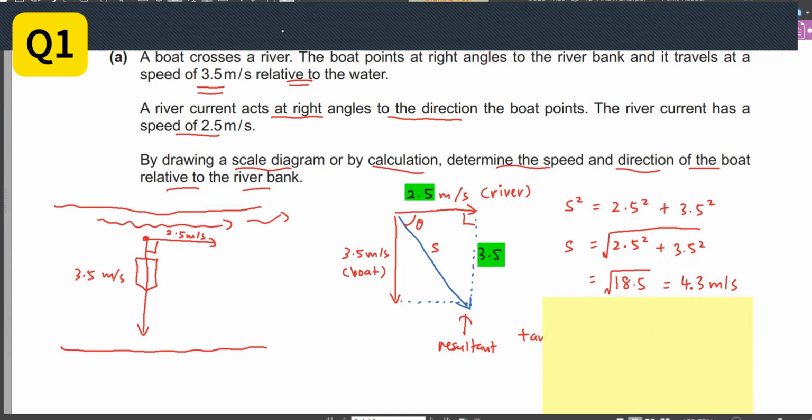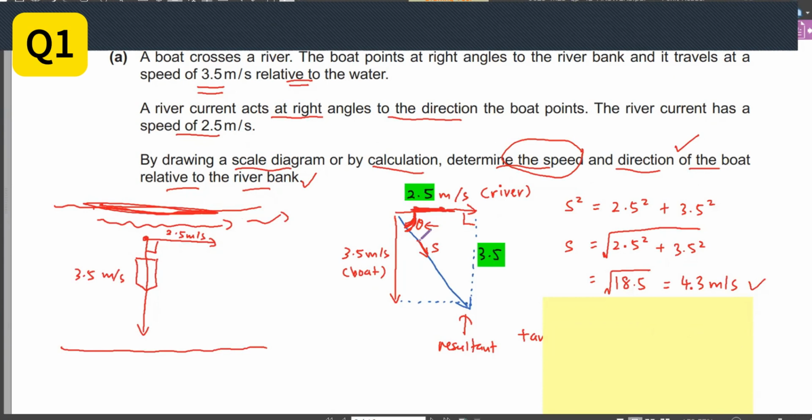And then another answer we need to give: determine the speed. The speed we already have. Direction of the boat relative to the river bank. So this is the river bank here, in this direction. We want this angle, the direction of the speed in relation to the river bank. So this is the angle that we want.